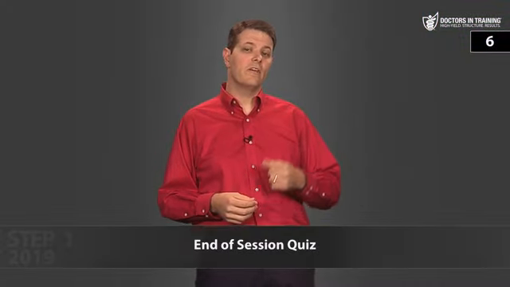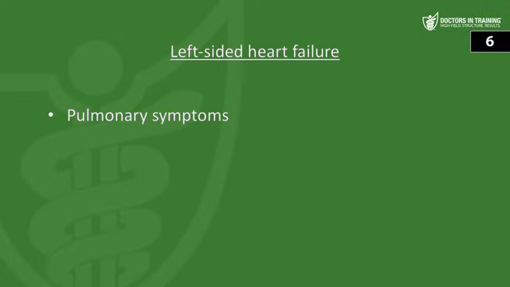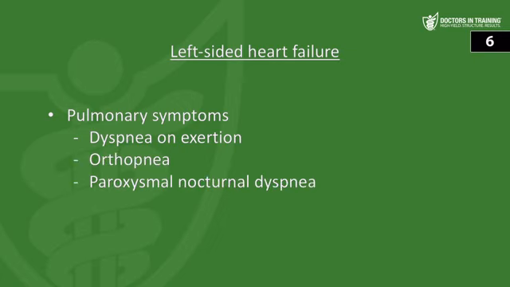Next, what are the signs of left-sided heart failure? So left-sided heart failure is going to cause pulmonary symptoms. Remember, L for left and L for lungs. So you can see pulmonary symptoms like dyspnea on exertion, orthopnea, paroxysmal nocturnal dyspnea, and possibly pulmonary edema and rales on physical exam.